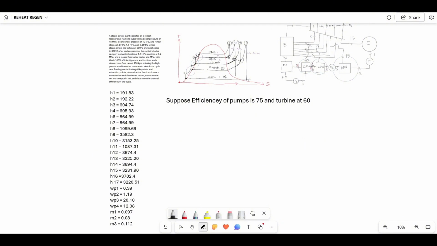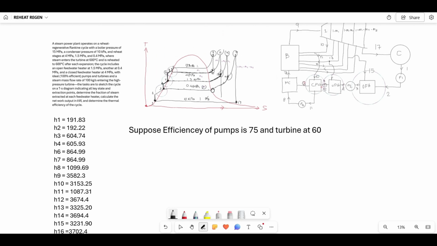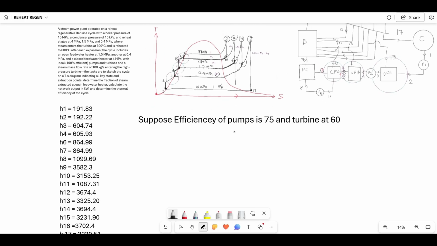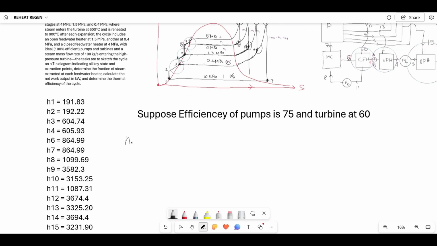So now, suppose the efficiency of the pump is at 75% and the turbine is at 60%. Meaning, all of the pumps have 70% efficiency and the turbine has 60% efficiency. Therefore, you must not forget the formulas: this is the enthalpy of ideal over actual for pumps.